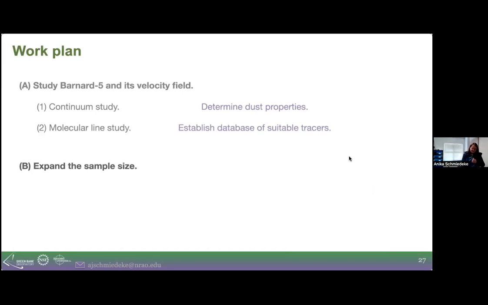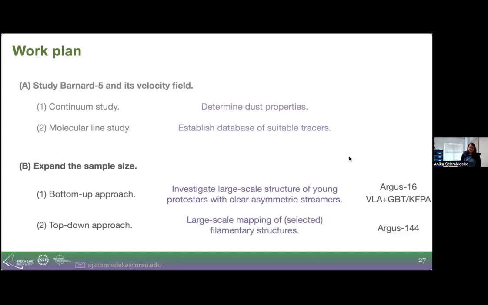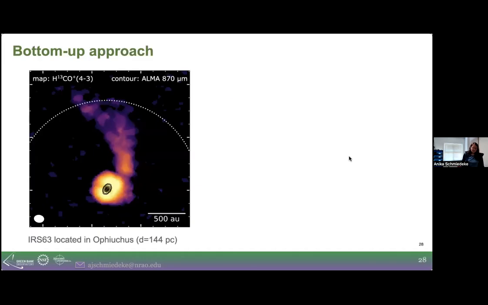To extend this work long term, there are two approaches that you can basically take. You can do the bottom-up approach, or you can do the top-down approach. Bottom-up would mean you have a few sources in mind, and you go from the smaller scales and look for how they connect to larger scales. Top-down is you have a lot more sources, and you systematically search whether you find more of these streamers connecting from large to small scales.